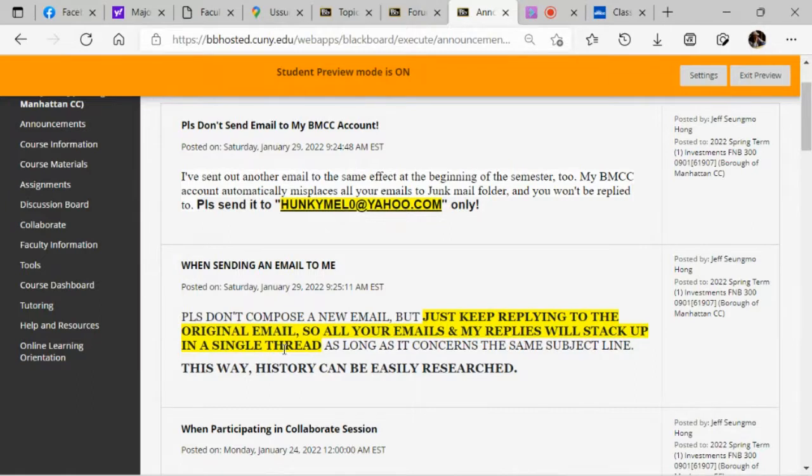Even though you are not sending a group email, but only sending an email to me, if you are part of the Blackboard group, the BMCC mail server is somehow automatically set to sort it as junk email. They all go to the junk mail folder. Then I won't be able to discover them timely, and if your email is not discovered timely, then periodically those junk mails get purged.